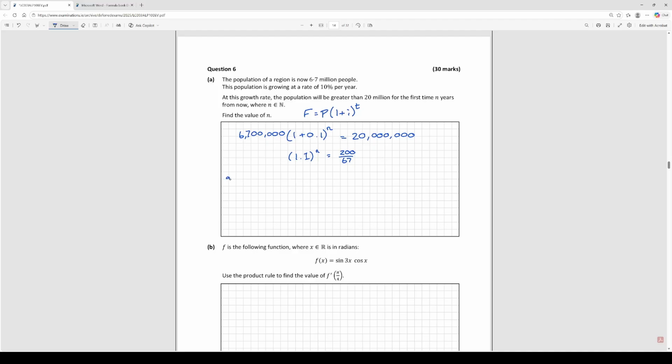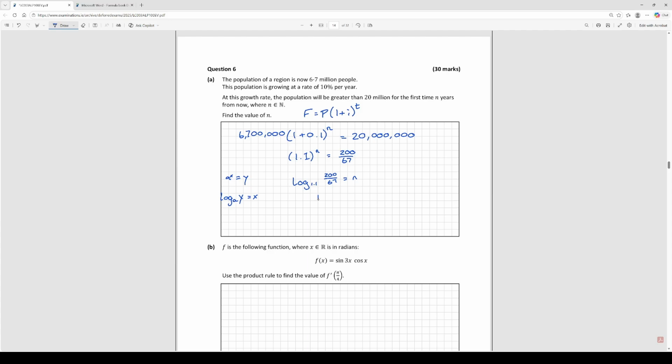And then we would use the top right of page 21 again, the a^x equals y, and then you would use the log base a of y equals x version, so you'd end up with log base 1.1 of 200 over 67 equals n. If I type that in, sorry, I'm aware my calculator is right next to the microphone, so it would come across super loud, but what are you going to do?